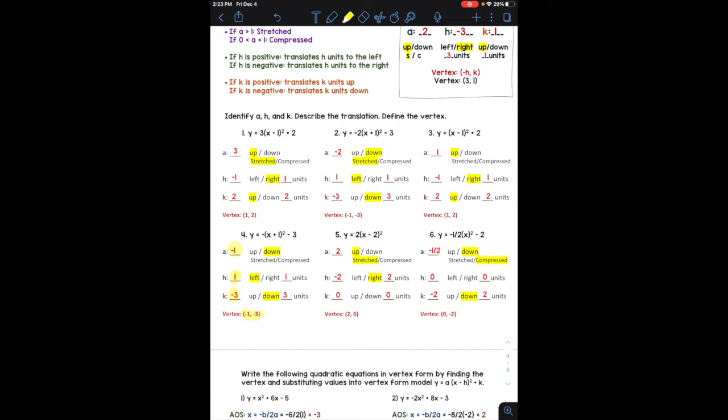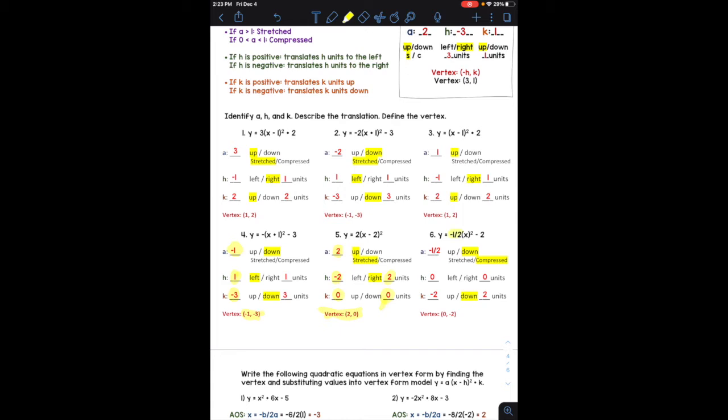Our vertex there would be negative 1, negative 3. To the right, number 5, the A value is 2. Since it's positive, it's going to face up, and since it's greater than 1, it's going to be stretched or skinnier than the parent function. H is negative 2, therefore it's going to move right 2 units. And there is no K value at the end, therefore K is 0, and the parabola will not move up or down. Our vertex in this case would be 2, 0.